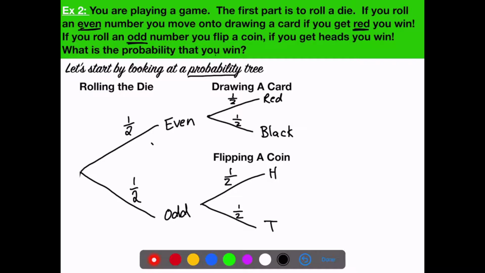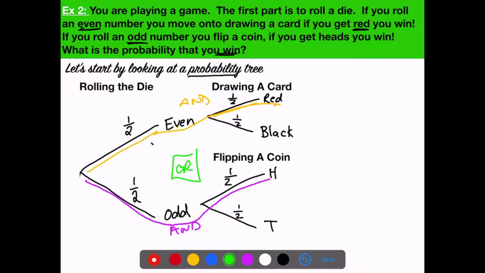What we want to do, though, is look at what's the probability that we win. Okay, well, how can we win? Well, if I go even, then I need to get red to win. So I need to go through this set of branches. I need to do this and this. Okay? The other option is that I go through the odd set and I get heads. So I go that way. Again, and. Okay? And then between the orange and purple, that's an or situation.